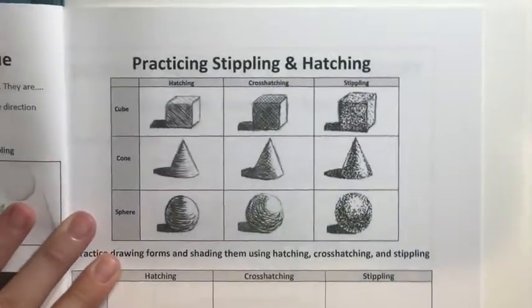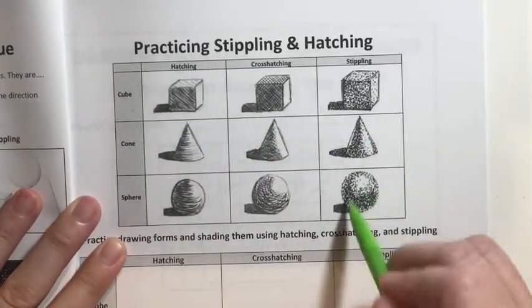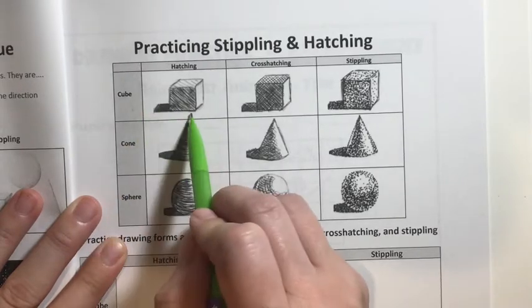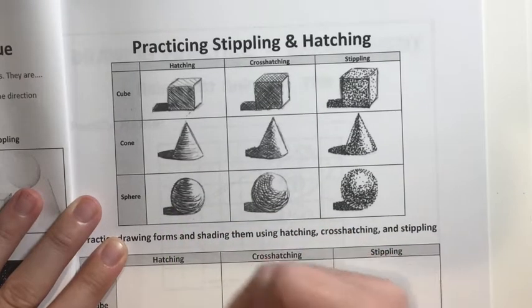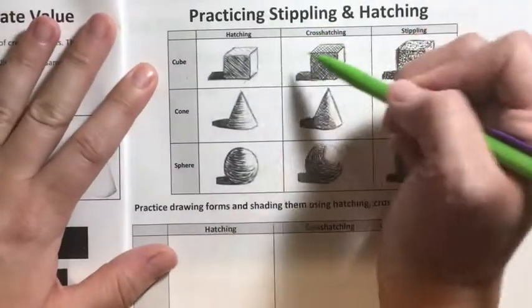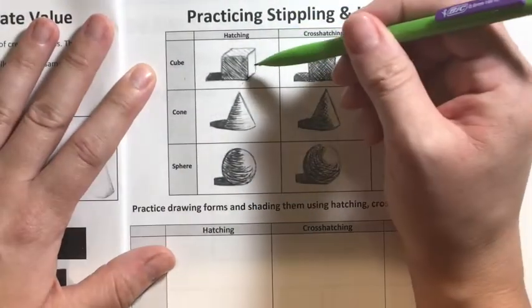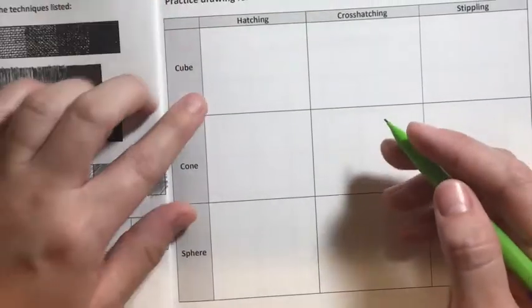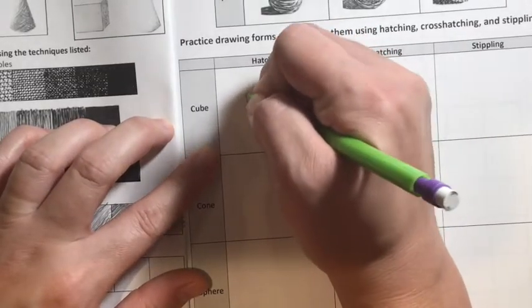Okay, now that we have our hatching value scale done, we're going to come over here to our practice stippling and hatching side. You're going to see some examples up above. The practice that we're going to do is the hatching for our cube here. We're going to do this down below, in this space here, and we're going to say that the light source is coming from the right. So this is going to be our lightest side, our medium side, our darkest side, and then our cast shadows. To draw a cube, we're going to start by drawing a square.